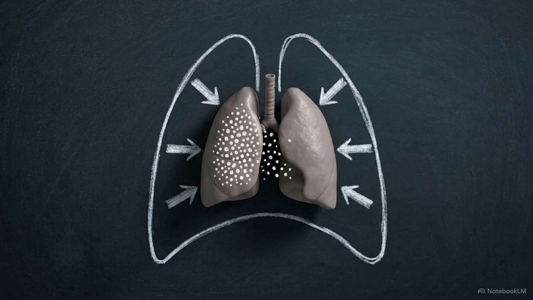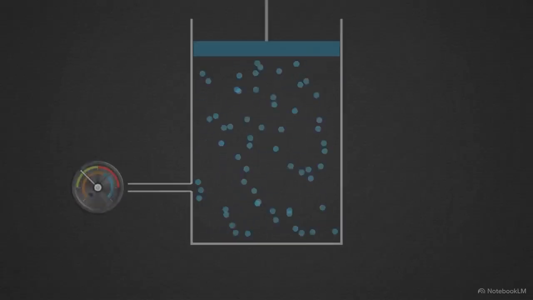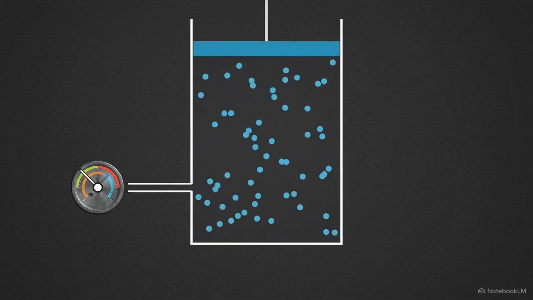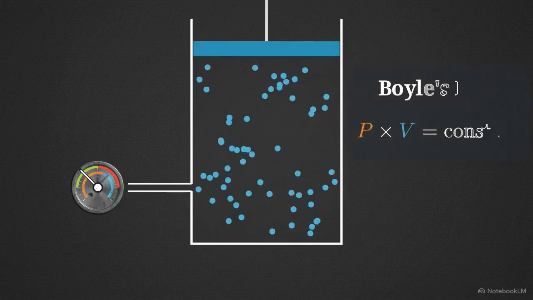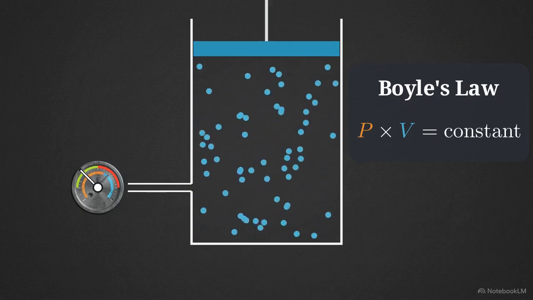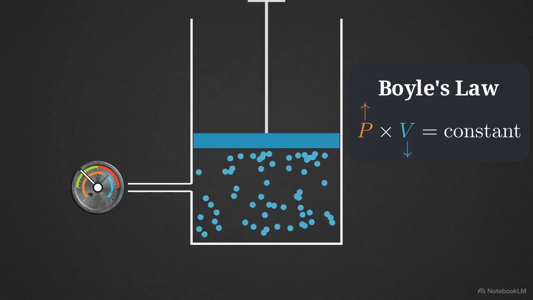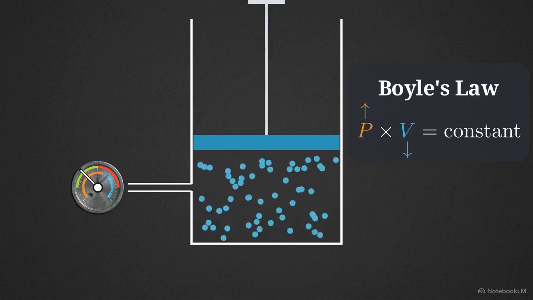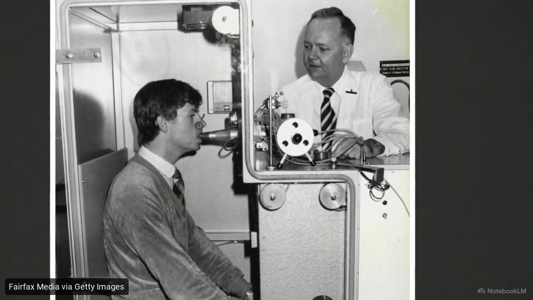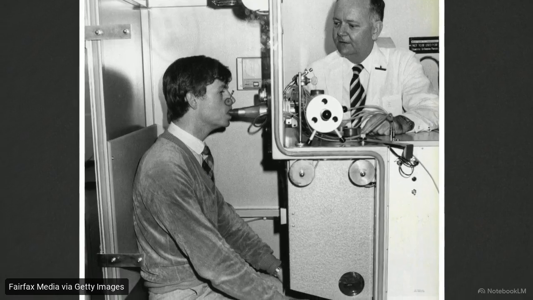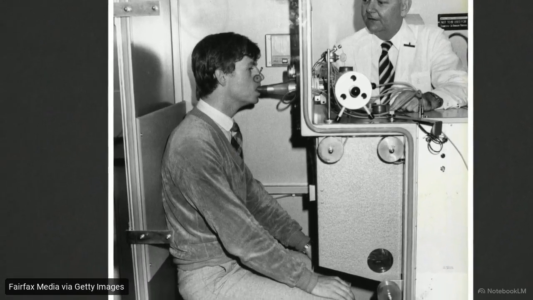To bypass the need for gas flow, we have to measure volume via physical compressibility, utilizing Boyle's law. Boyle's law states that at a constant temperature, the pressure of a gas multiplied by its volume is a constant. If a volume shrinks, the pressure of the gas within it rises proportionally. This principle is applied clinically using a body plethysmograph, an airtight chamber containing the patient.